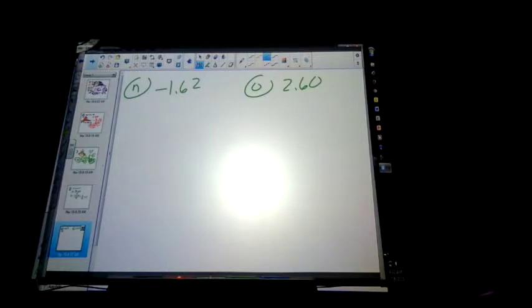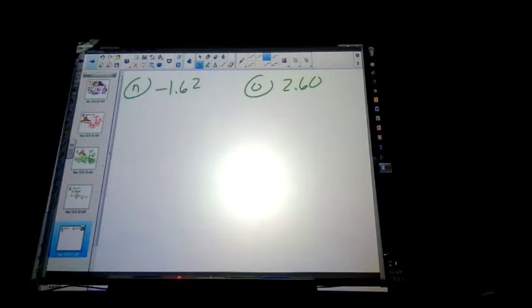What about O? 2.60. To the right or to the left of the average? To the right. Further than 1 standard deviation? Further than 2? Further than 3? No, it's between 2 and 3. It's 2.6 standard deviations above the average.